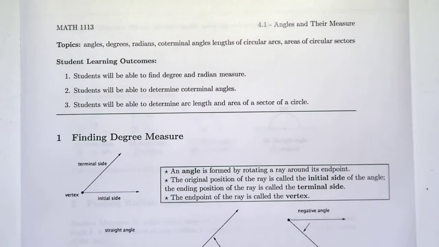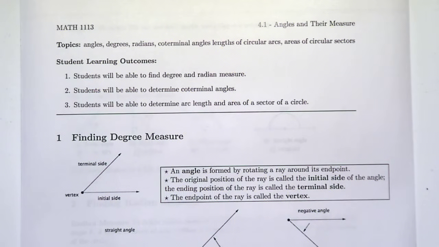All right, so we are now in a new unit. This is the trigonometry unit. So the first thing we're going to learn about are angles and how they're measured. So we're going to talk about angles, degrees, radians, areas of sectors, and all of that.